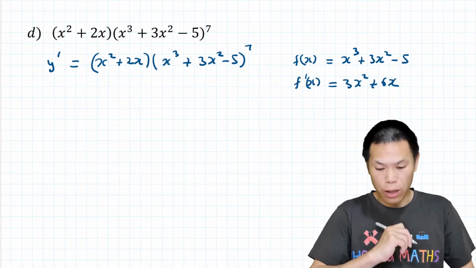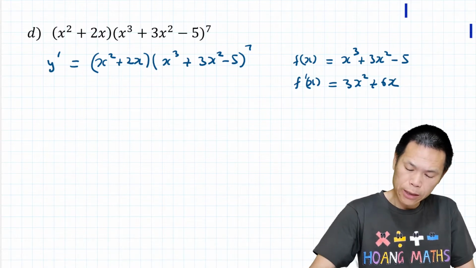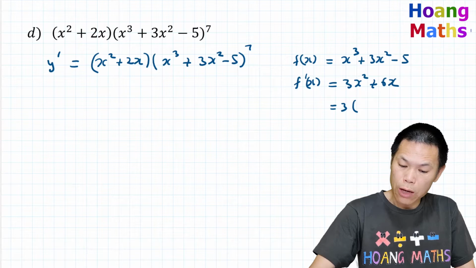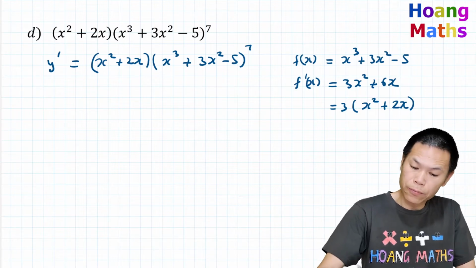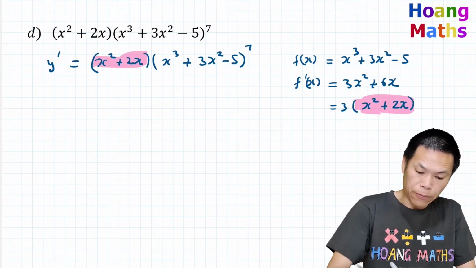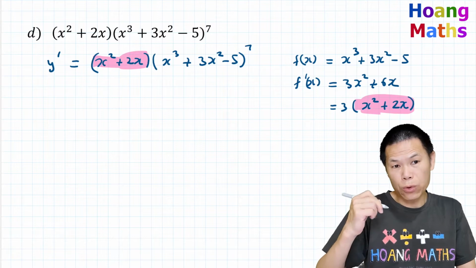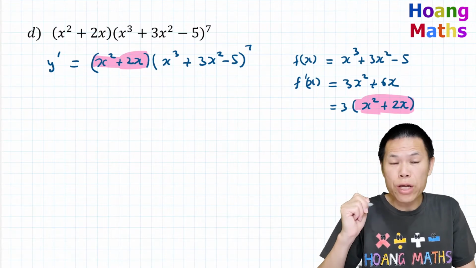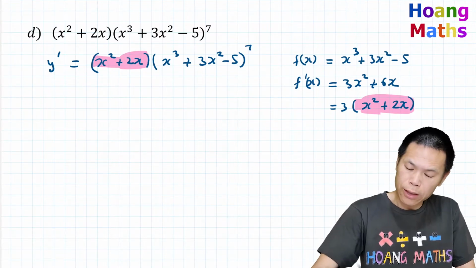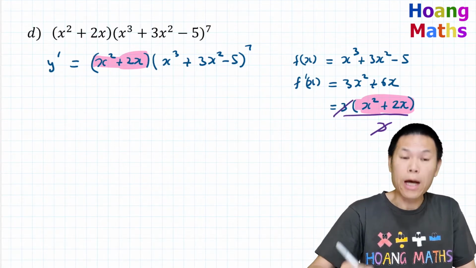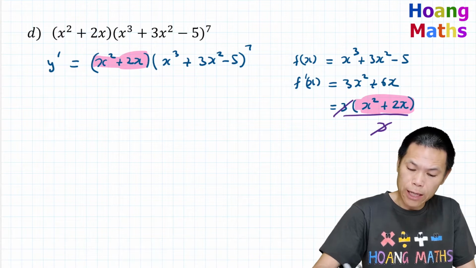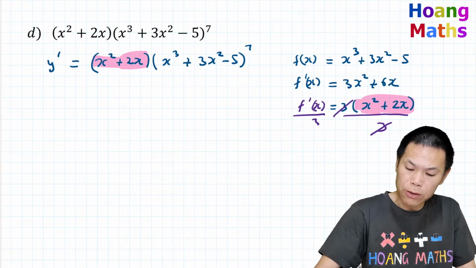So if we take out the common factor of 3, that will give me 3 times (x squared plus 2x). So this is this function here. There you go. Now imagine if I divide by 3 on both sides. If I divide this by 3, that will be exactly the same, right? So I need to divide by 3 on the left hand side as well. So this is f dash x, and I divide this by 3.